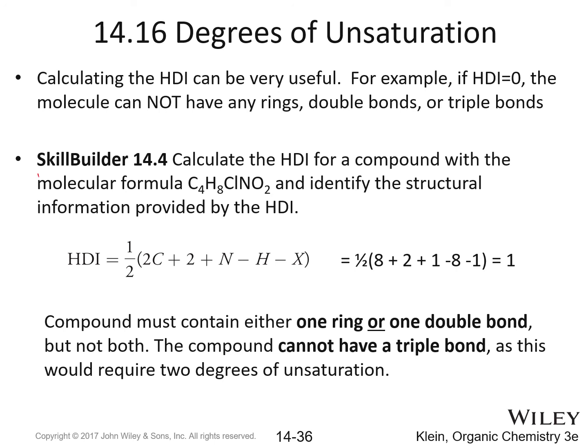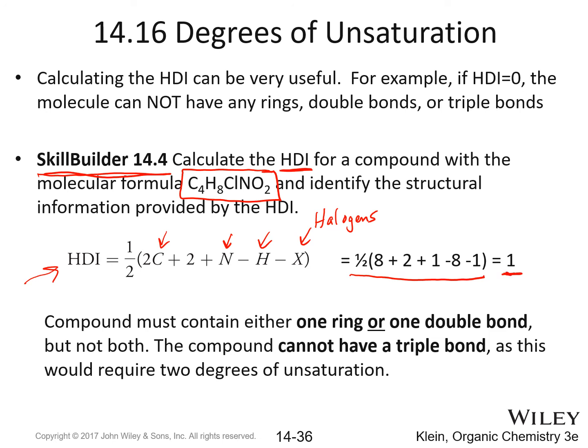All right, so Skill Builder 14.4 asks to calculate the HDI given the following formula. So here's our equation, and we're going to plug in the number of carbons, which is 4. We're going to plug in the number of nitrogens, which is 1. We'll plug in the number of hydrogens, which is 8, and the number of halogens. X is halogens, which is 1. So if we plug all of these into our equation, we calculate an HDI of 1. So that tells us we have 1 degree of unsaturation.